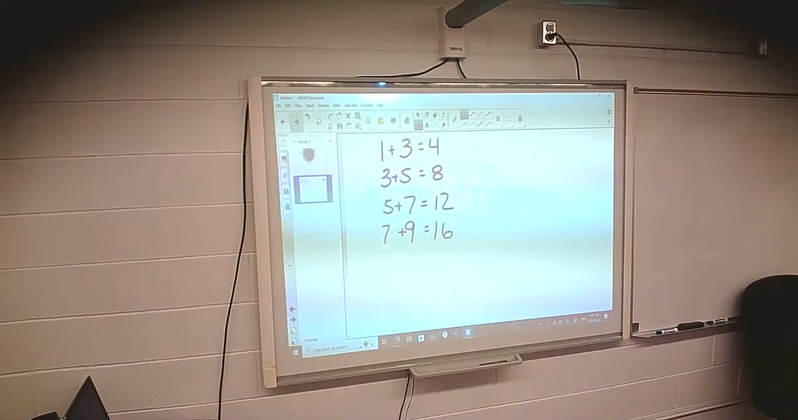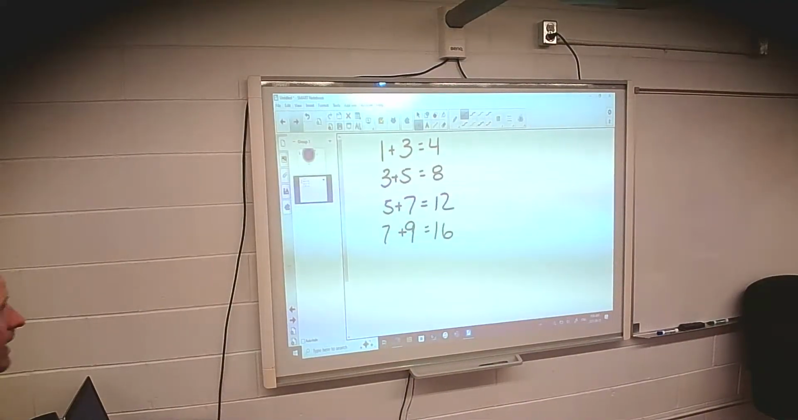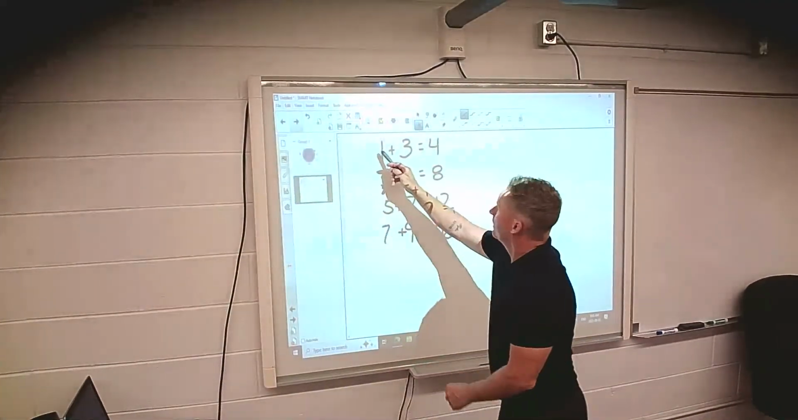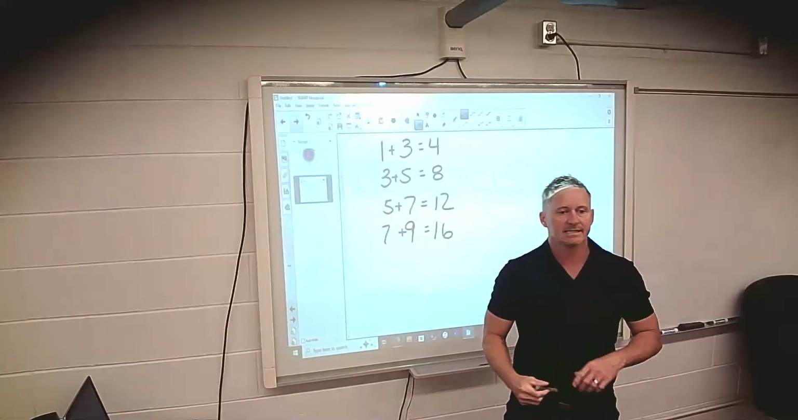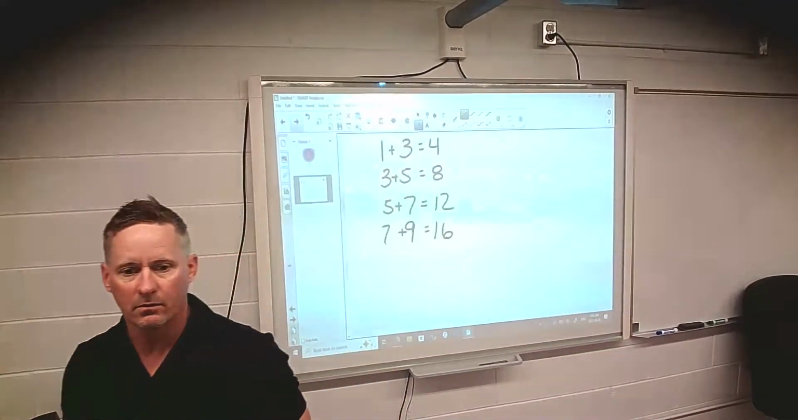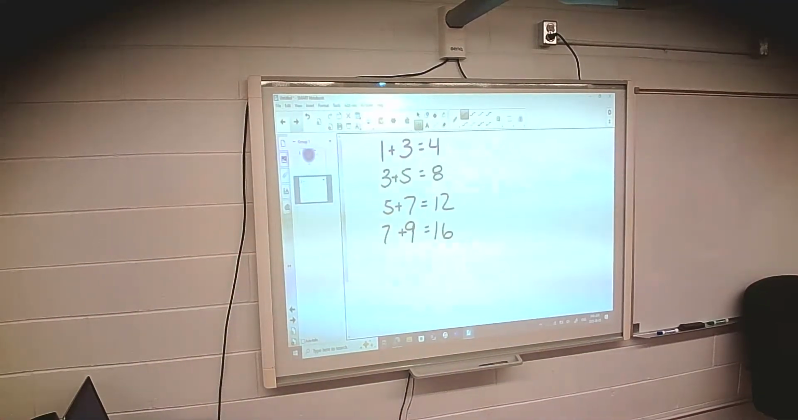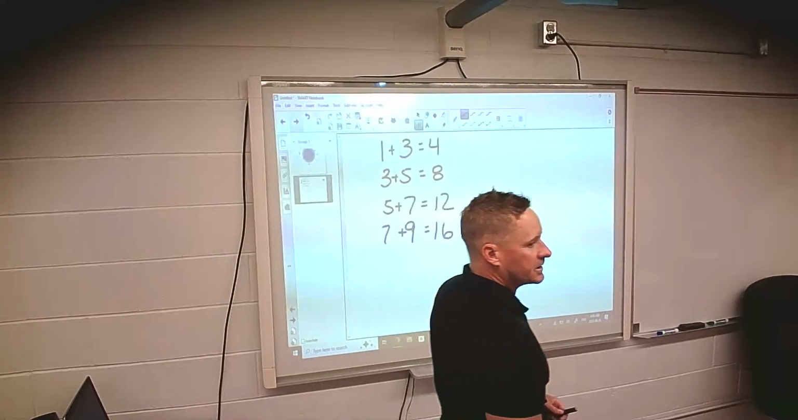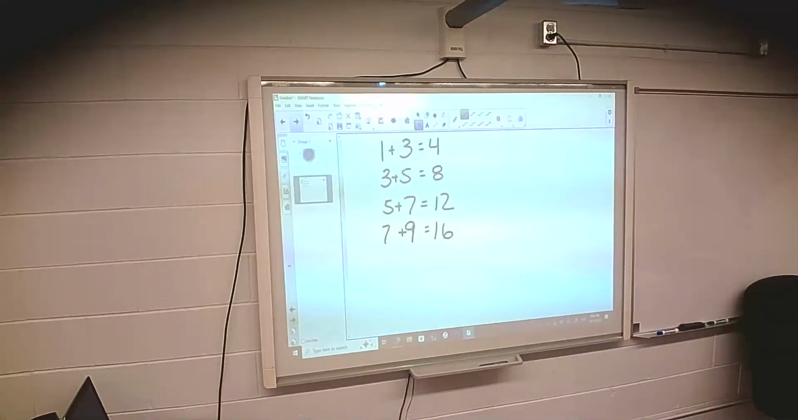Odd numbers. Okay, so let's start with that. You guys are all around it. 1 and 3, consecutive odd numbers, yes or no? Yes. 3 and 5, consecutive odd numbers? Yes. 5 and 7, consecutive odd numbers. So if I add 2 consecutive odd numbers, not only does this go up by 4, but would you not say that all 4 of them are divisible by 4?